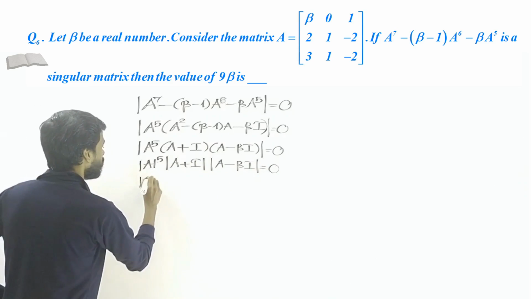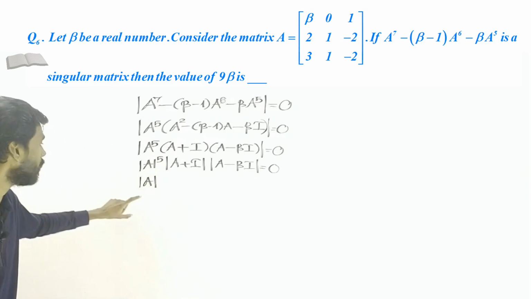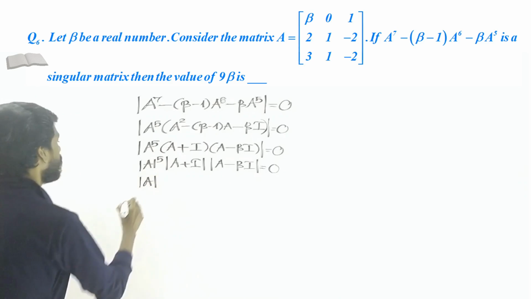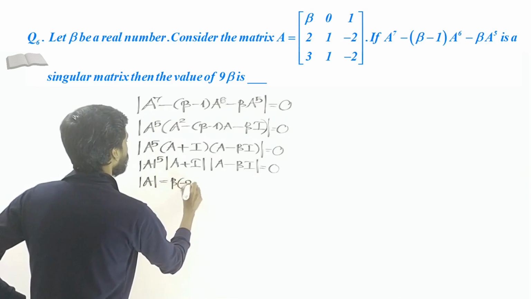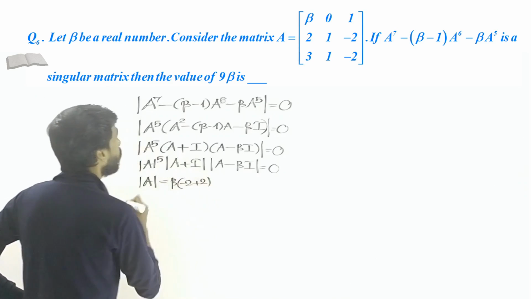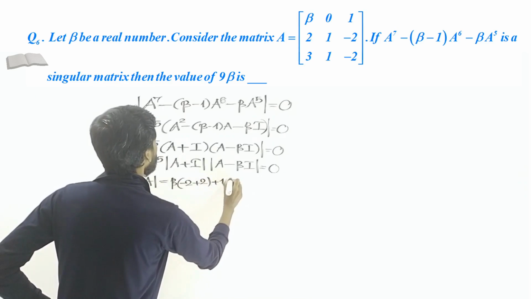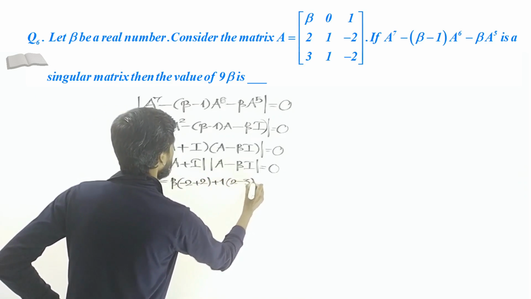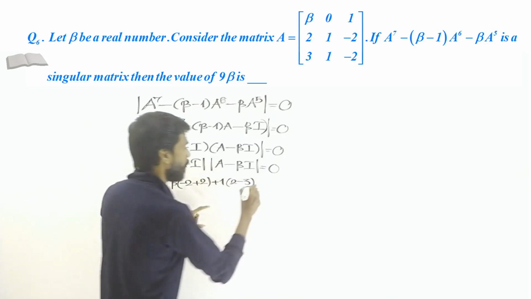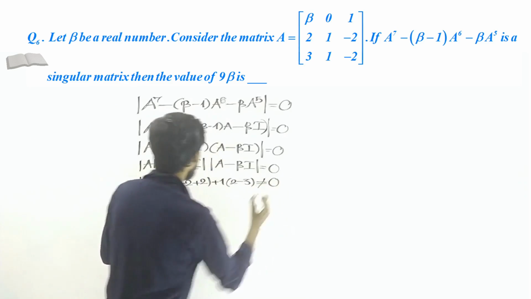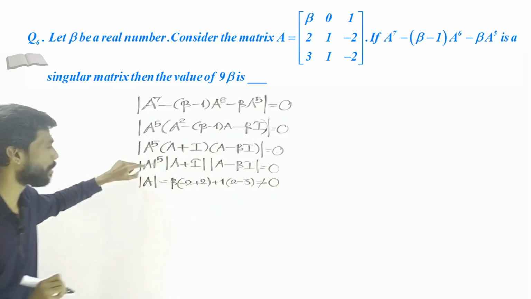So determinant of A is 0. Possible? Let us check. Let us find the determinant of this matrix. So determinant of A is beta multiplied by minus 2 plus 2, so that is 0, and then plus 1 multiplied by 2 minus 3. This is minus 1. The determinant value is constant, that is minus 1. So this is not 0. So that means the first possibility is ruled out. So determinant of A is not 0.